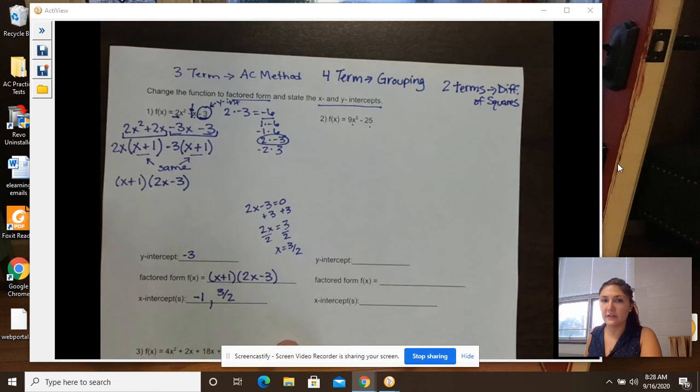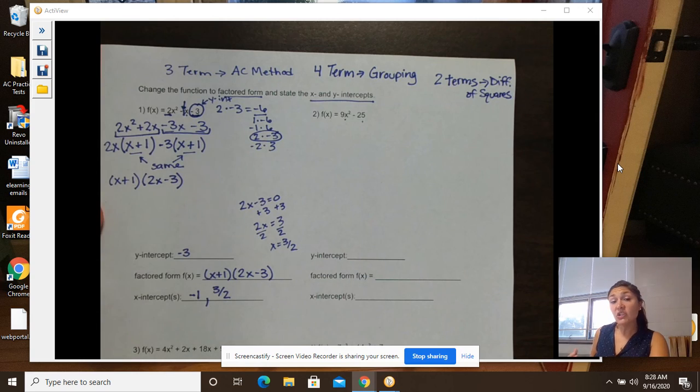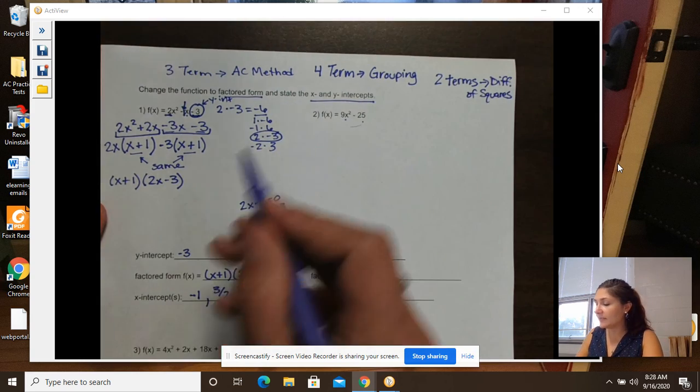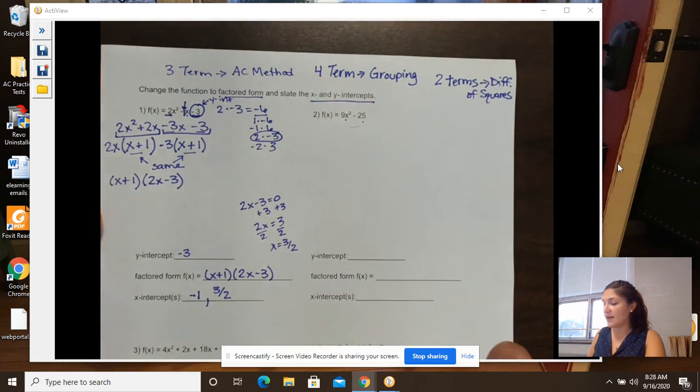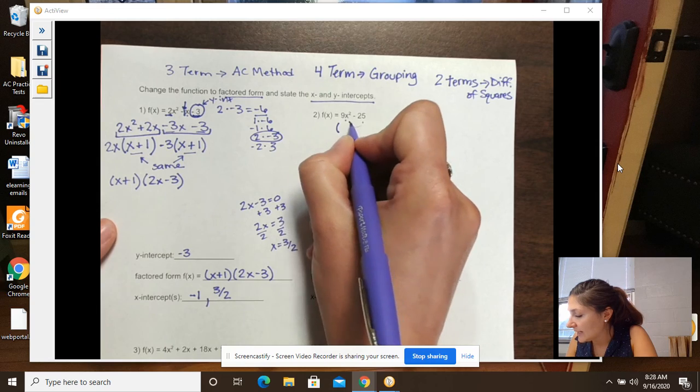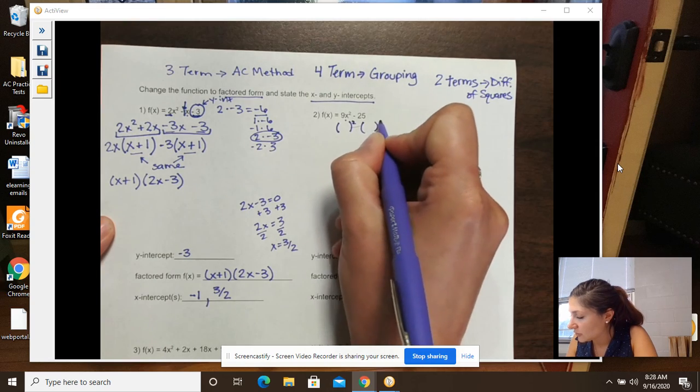Okay, difference of squares here. So I'm going to start by looking to see if there's already a GCF for each of these terms. I've got 9x squared minus 25, no common factors there. So I'm going to jump straight into figuring out what did I square to get each of these terms.